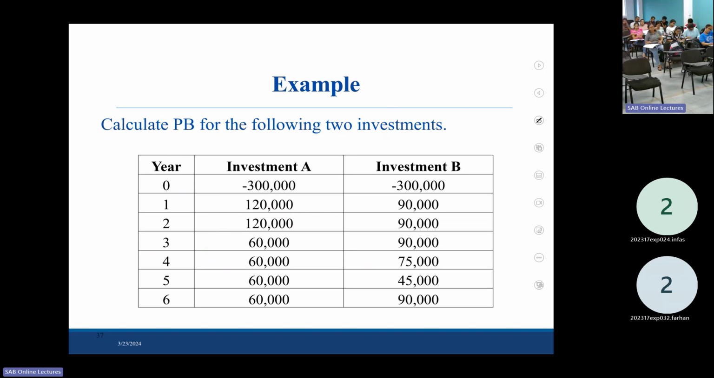There are two projects, A and B. Calculate the payback period for project A. You cannot apply the formula because the annual net cash flows are different. So manually, you have to work out where the payback period is. For project A, the payback is exactly 3 years: 240 plus 60. So this is the payback, year 3.